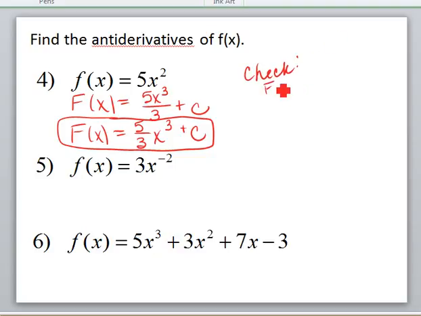So if I check this antiderivative and I take the derivative of this, I bring the 3 out front, it gives me 5, and I lower it by 1, which would give me a 2. Notice how I get back to where I started. The derivative of the constant is 0.